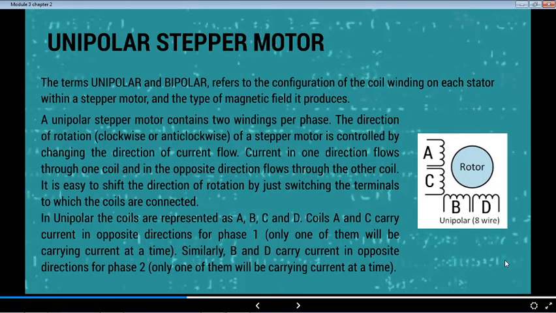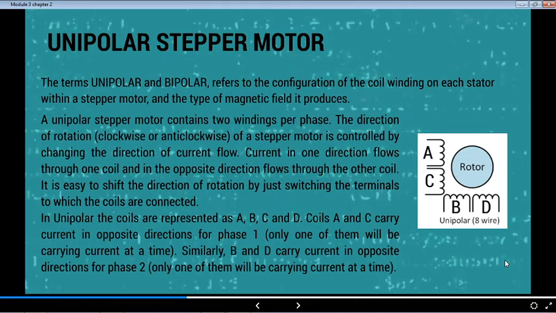Unipolar stepper motor. The terms unipolar and bipolar refer to the configuration of the coil winding on each stator within a stepper motor and the type of magnetic field it produces. A unipolar stepper motor contains two windings per phase. The direction of the rotation of a stepper motor is controlled by changing the direction of the current flow. Current in one direction flows through one coil and in the opposite direction flows through the other coil. It is easy to change the direction of the rotation by just switching the terminals to which the coils are connected.